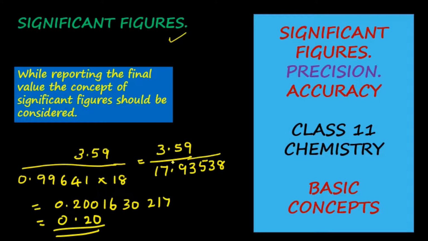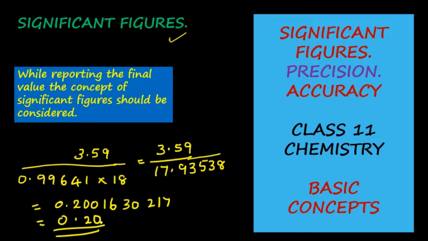Let us see, for example, this calculation we have done in the previous video in the interconversion of mole fraction and molality. We got the final value as 0.20016 and so on, and we reported the value as 0.2. There we did not take into account the concept of significant figures, but actually whenever we do mathematical operations, the final answer should be reported according to the concept of significant figures.